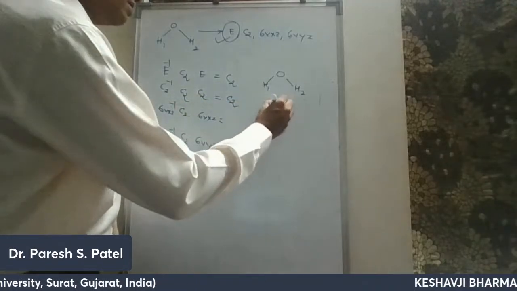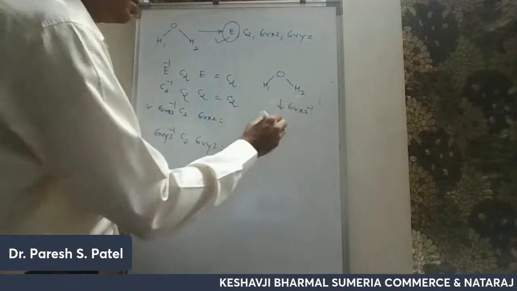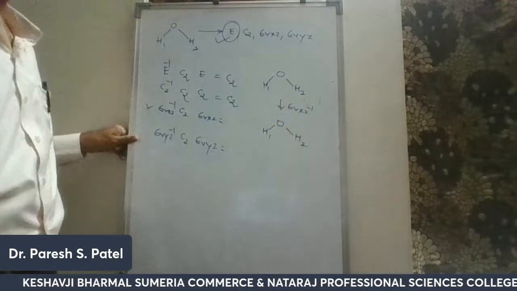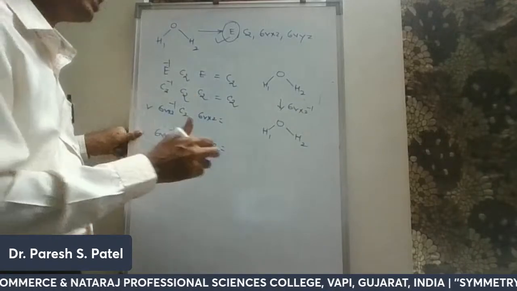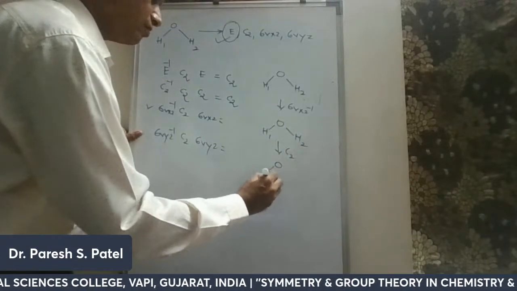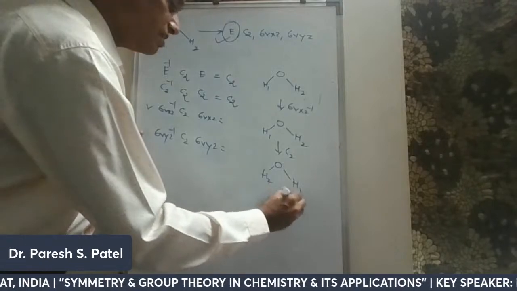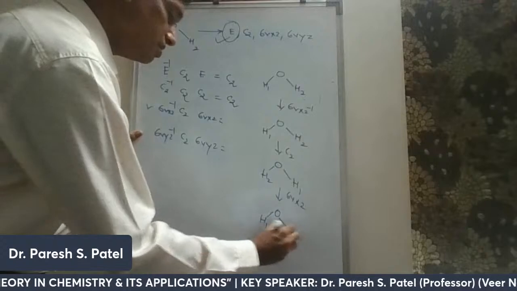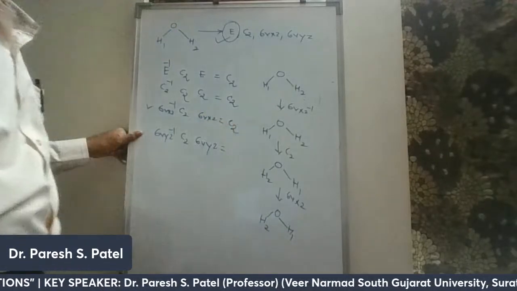Third one is sigma V XZ inverse. By operating sigma V XZ, the position of the hydrogens remains as it is. So there is no change by operating sigma V XZ inverse. Then C2, H2 to H1. Again sigma V XZ. So there is no change, H2, H1. So again C2.